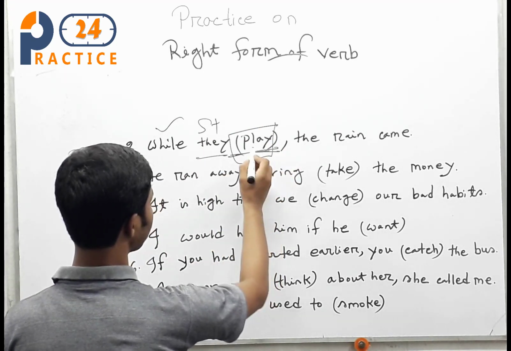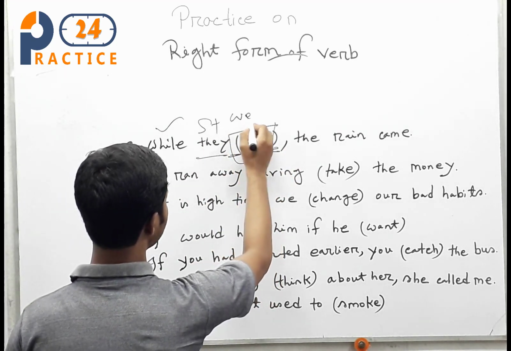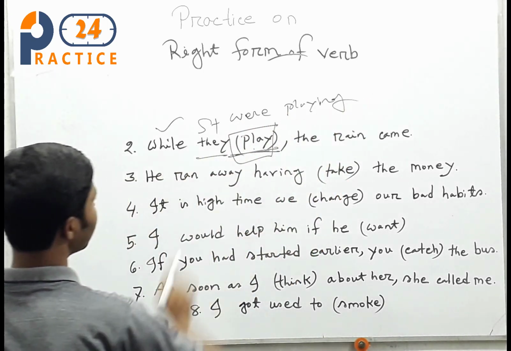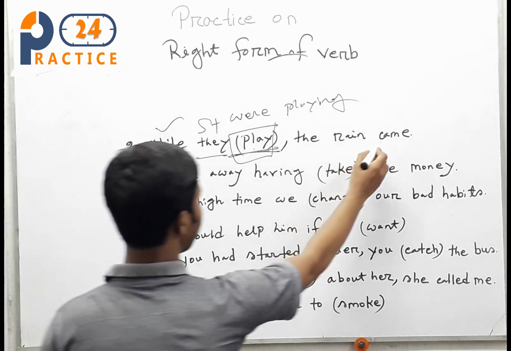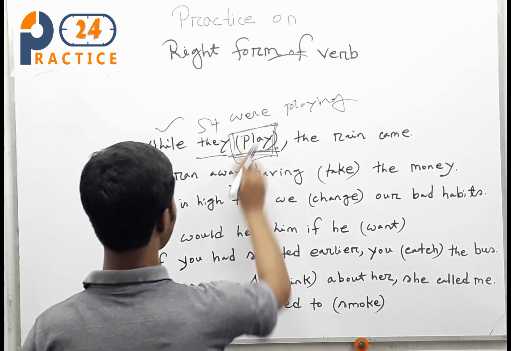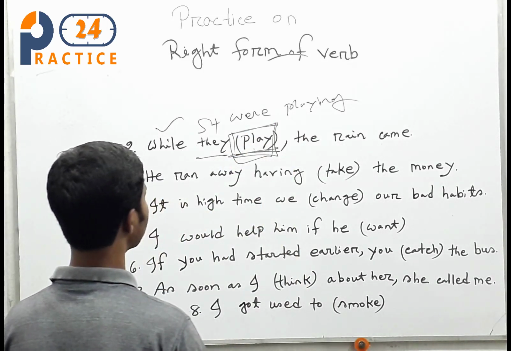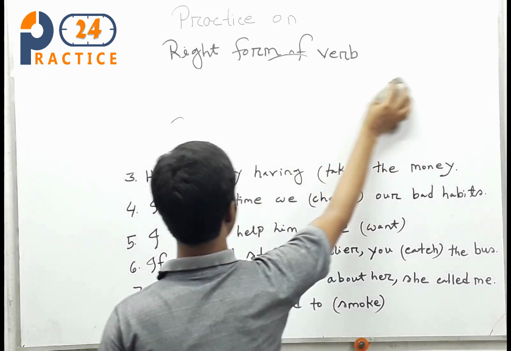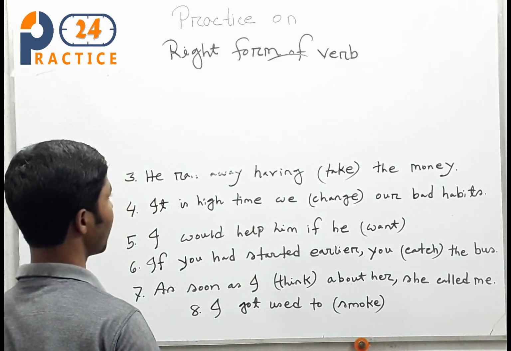What is the past continuous form of play? It will be they were playing. So while they play, the rain came. Here, please find the verb. What will be the answer? The answer will be were playing. Why am I saying so? That is because while is here and the rule of while is past continuous tense. While is a tense marker.